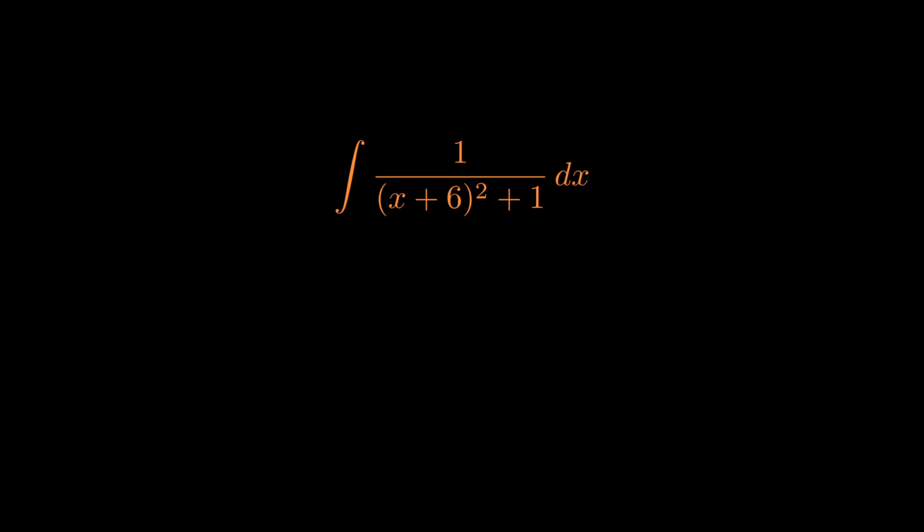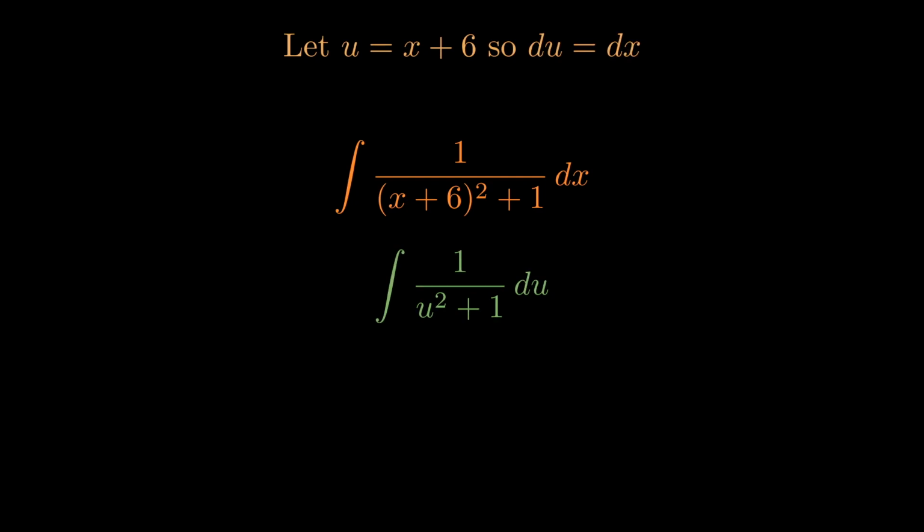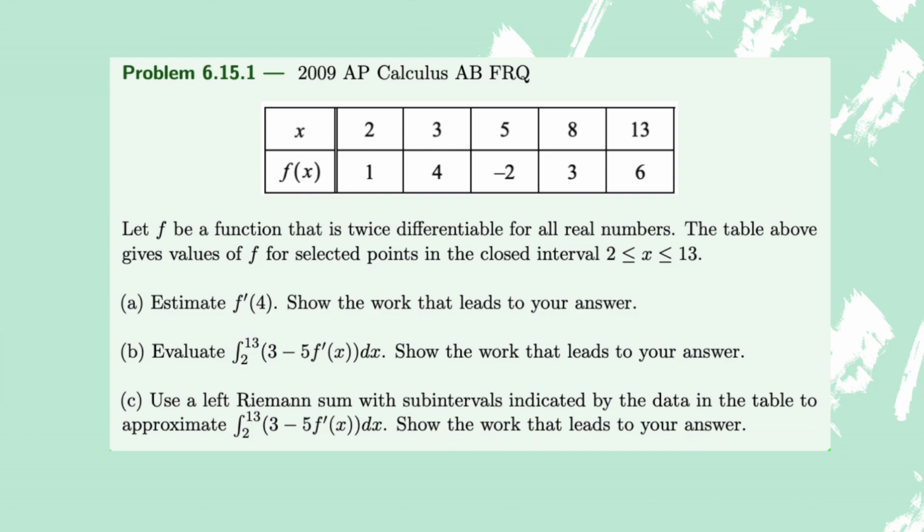And I should notice that this is quite similar to the derivative of the arctan function, which was 1 over x squared plus 1. Let's make the substitution u equals x plus 6, which means that du equals dx. And after I do that, I get the integral of 1 over u squared plus 1 with respect to u. And I can integrate this to get arctan of u plus c. Now I substitute u equals x plus 6 back in to get the arctan of x plus 6 plus c. So now let's look at an actual free response question from the actual AP exam.